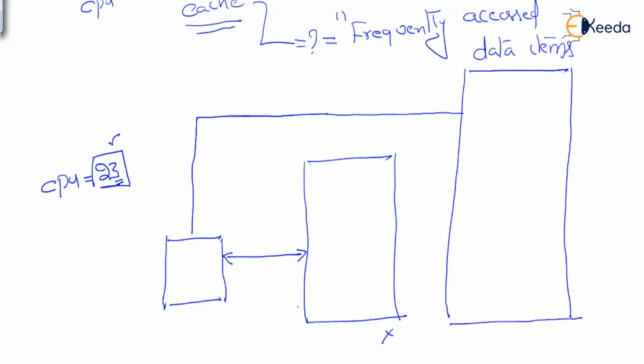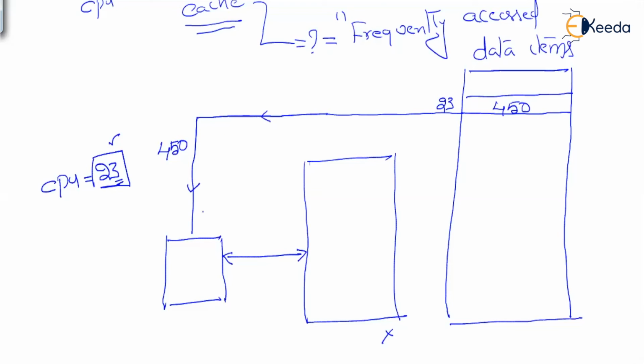So what does the CPU do? The CPU will go directly to the main memory. It will locate the 23rd address. Yes, the 23rd address is located, under which there is a data element. What is the data element? Let us say the data element is 450. So this 450 will be accessed by the CPU directly from the main memory.